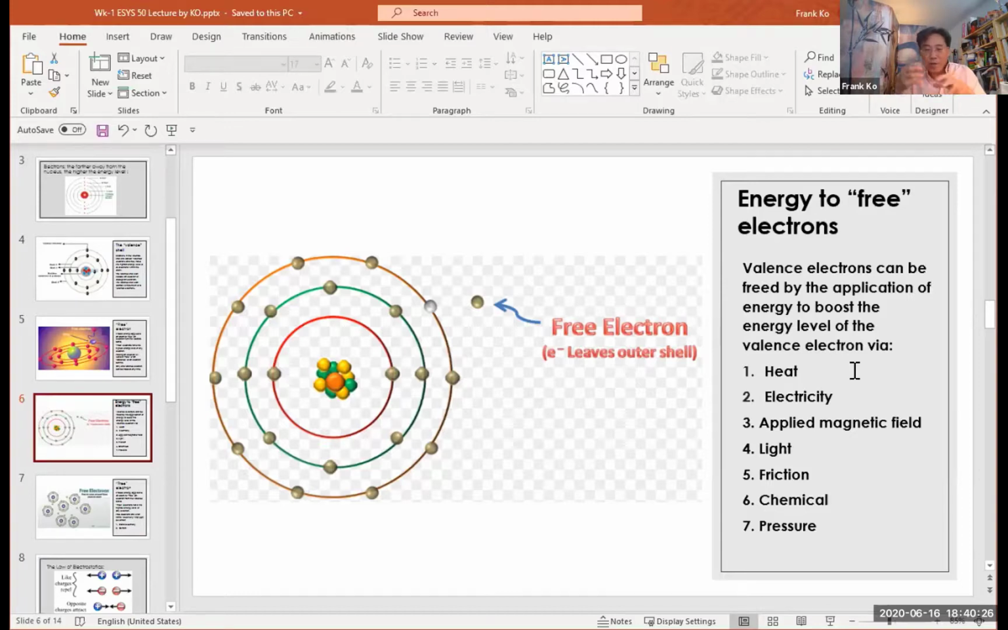This is energy. Heat is a form of energy. Electricity is an energy. Magnetic field is energy. Light is certainly an energy. That's how solar panels work. Friction is a form of energy.